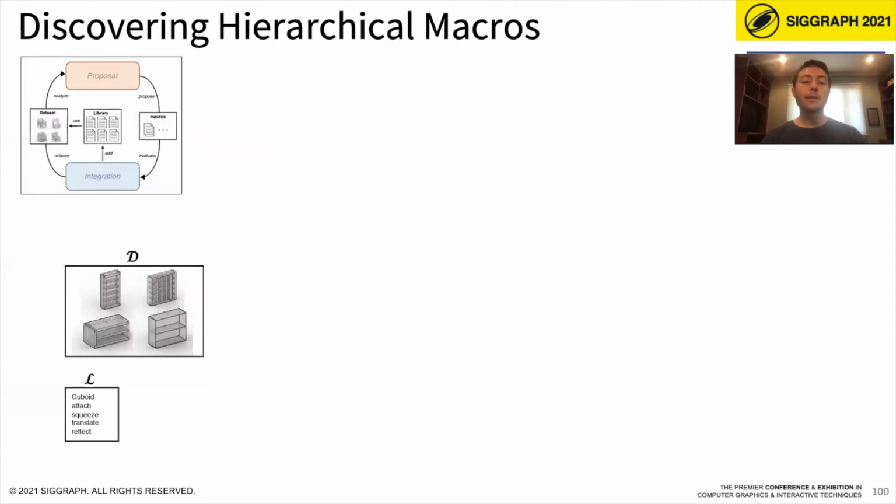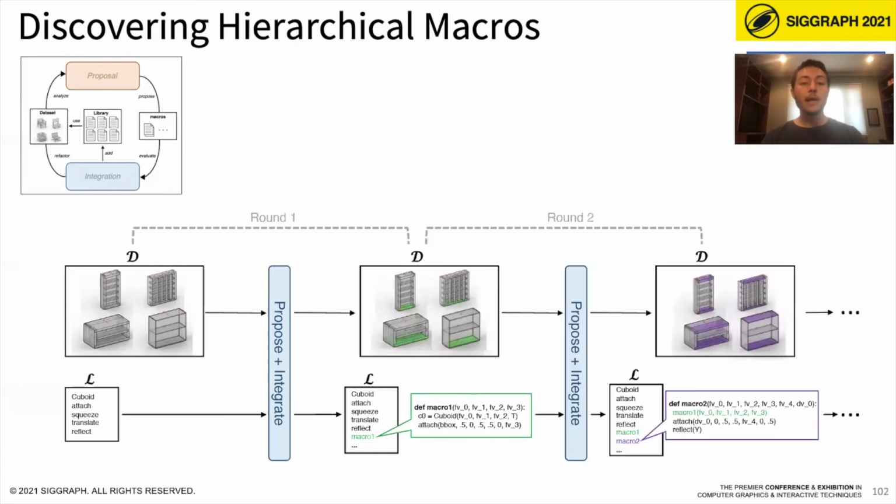The proposal and integration phases can be run iteratively for multiple rounds in order to discover increasingly complex macros with hierarchical relationships. For instance, macro 1 in green was discovered during the first round, and then it was used as a subroutine within macro 2 in purple discovered during the second round.